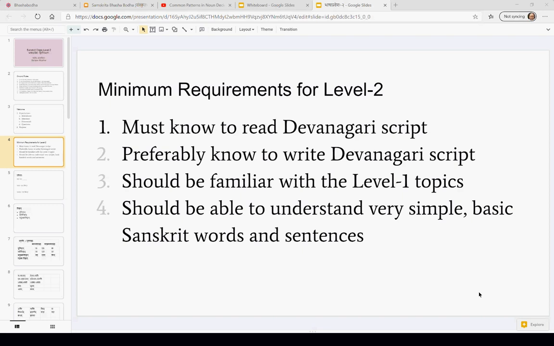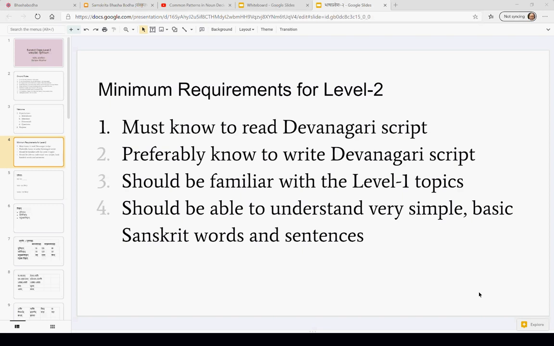And then preferably know how to write Devanagari script also. Just reading is also enough if you just want to understand this class. But writing is also important if you want to write and reply to the homework, etc. Right? You want to practice. So writing is also important in Devanagari.